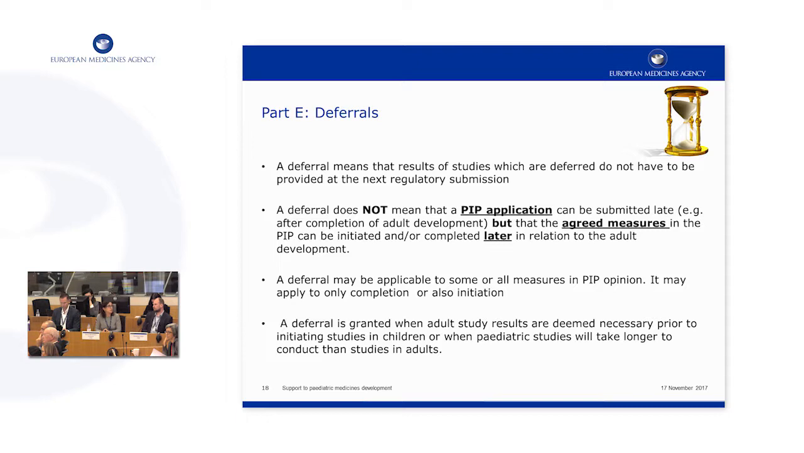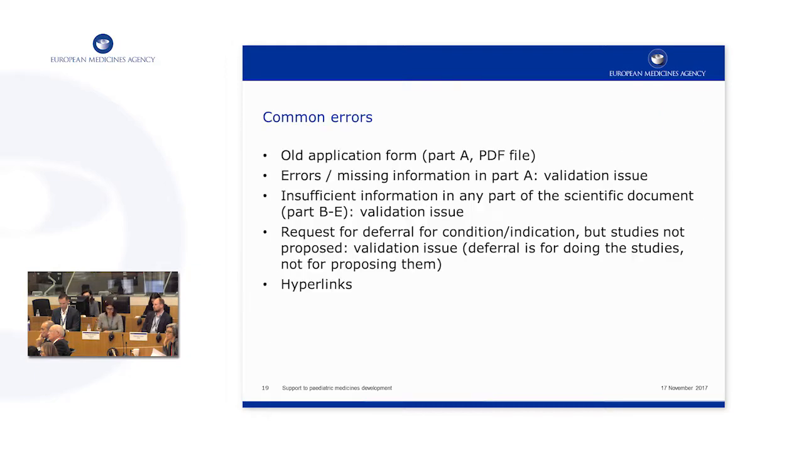A deferral may be applicable to some or all studies contained in the PIP, and it also may apply to only completion of the studies or both initiation and completion of each of the studies contained in the PIP. An example of when a deferral is granted is, for instance, when study results are deemed necessary prior to initiating studies in children, or when pediatric studies will take longer to conduct than studies in adults.